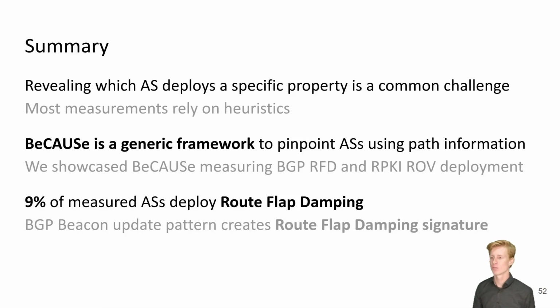In this talk, we tackled the problem of pinpointing autonomous systems that exhibit a specific property, such as route filtering. We have introduced the generic algorithm framework BeCAUSe. BeCAUSe uses a set of labeled AS paths and identifies the AS that deploys the property under research. We have showcased BeCAUSe to reveal deployment of route flap damping. For this, we introduced new beacon update patterns specifically tailored to create route flap damping signatures to label AS paths precisely. Using BeCAUSe and the beacon update pattern, we found that 9% is the lower bound for route flap damping deployment. We also applied BeCAUSe to verify the deployment of RPKI origin validation. Tracking down censorship and other similar topics might be an application scenario for BeCAUSe in the future.